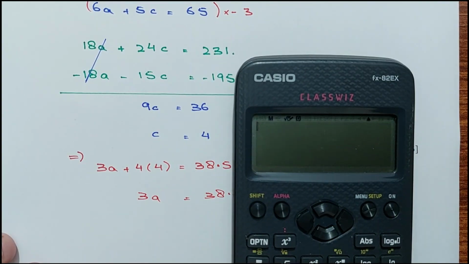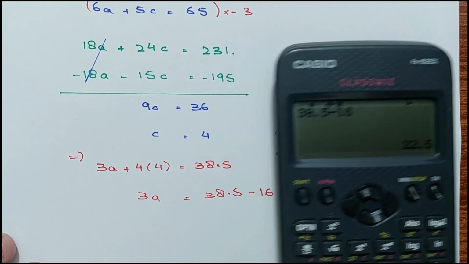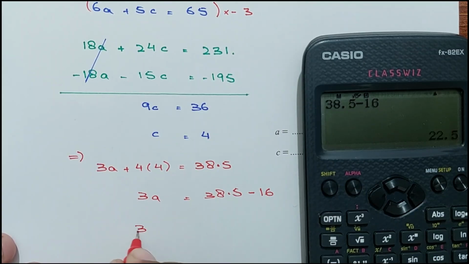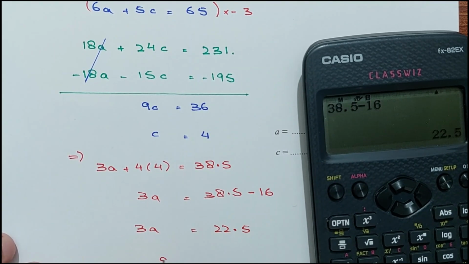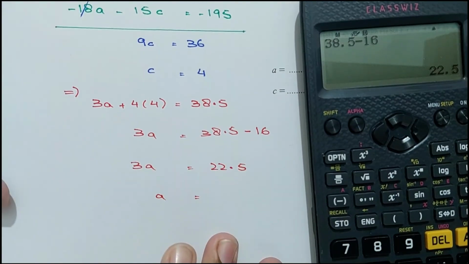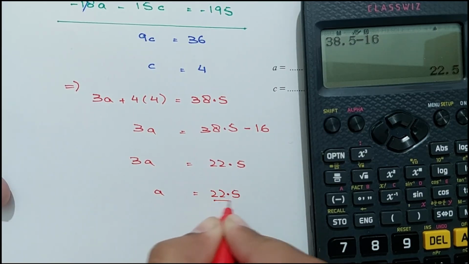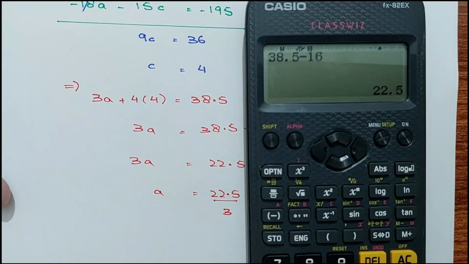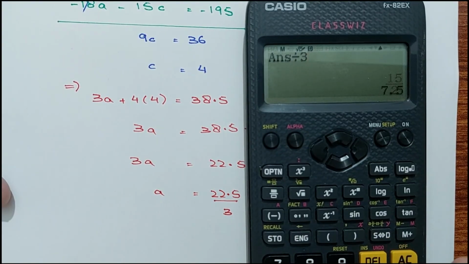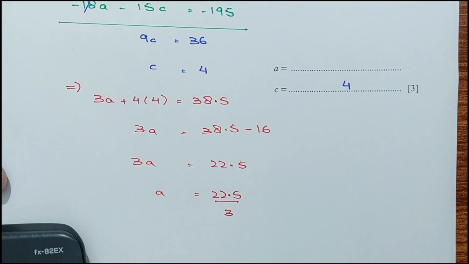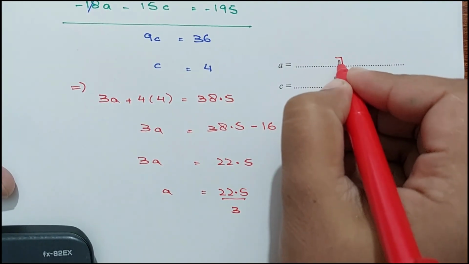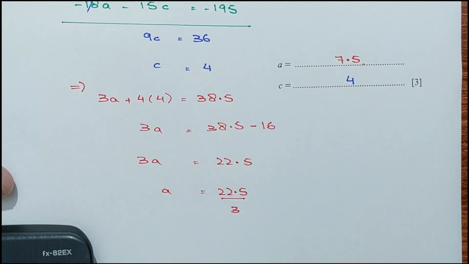Okay, 38.5 subtract 16 is 22.5. So 3A should be 22.5 and A would be equal to 22.5 divided by 3. Divided by 3, this is 7.5. So $7.5 is the cost of an adult ticket, right?